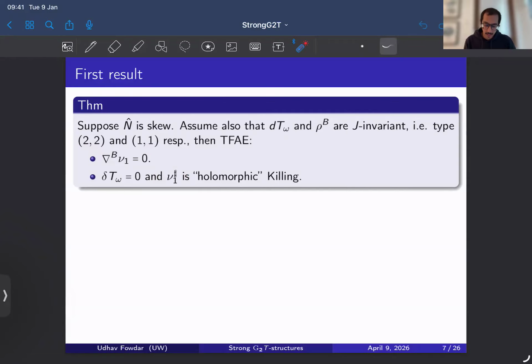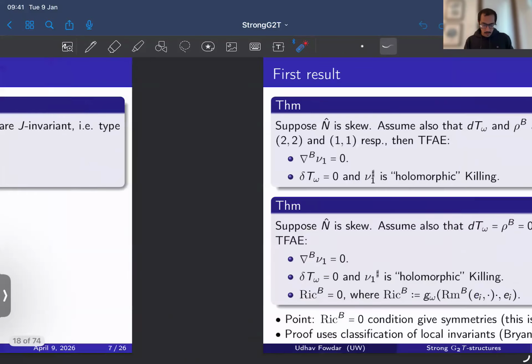So what I mean by Killing is that this Lee form preserves the underlying metric, and what I mean by holomorphic is that it preserves the underlying almost complex structure J. The reason why I use "holomorphic" in inverted commas is that the manifold is not a priori complex, so there's no complex structure. When I say holomorphic, it's just in the sense that it preserves this tensor.